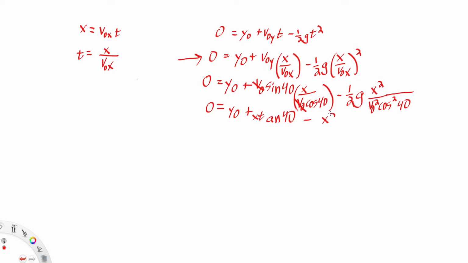Minus x squared over 2. All right. So remember, our goal is to solve for this v naught squared down here.